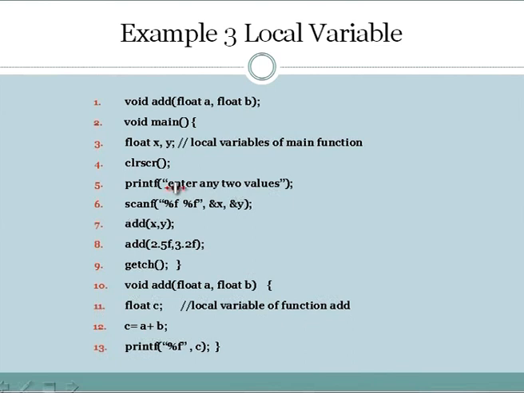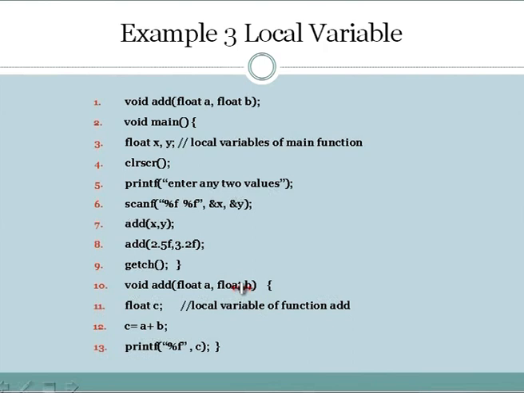When the program is executed, first the user will be asked to enter any two values. You should notice that we have declared two variables x and y inside the body of main. Now, these variables declared inside the body of main, that is x and y, are the local variables of function main. Similarly, the variables a and b are declared within the function add. These are local variables of function add.